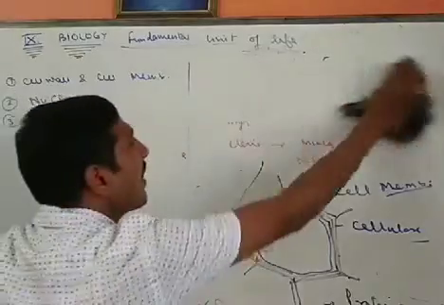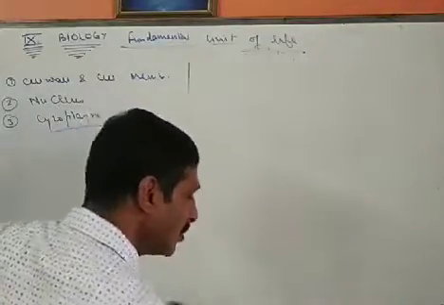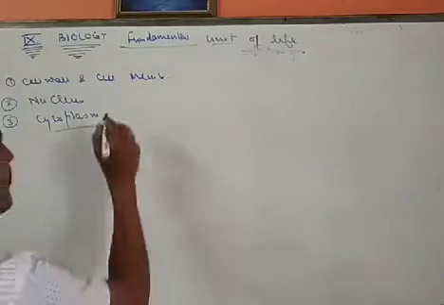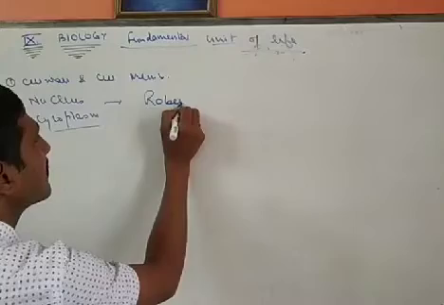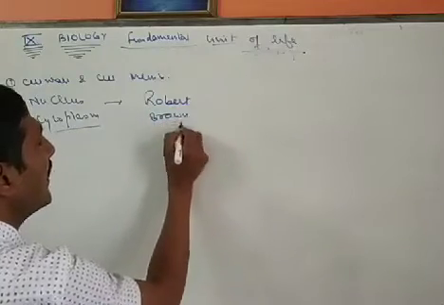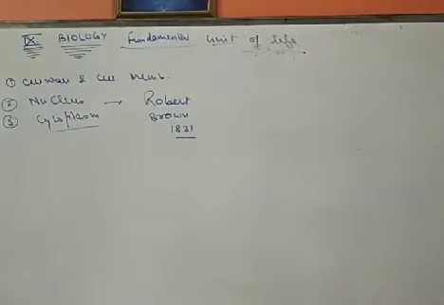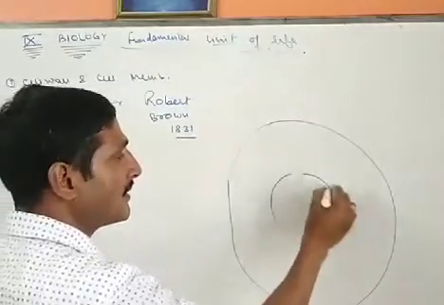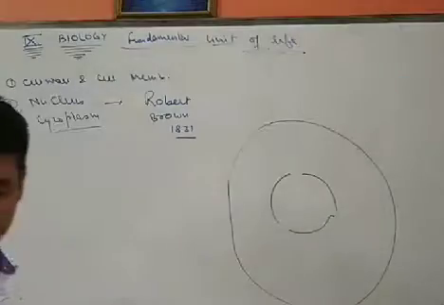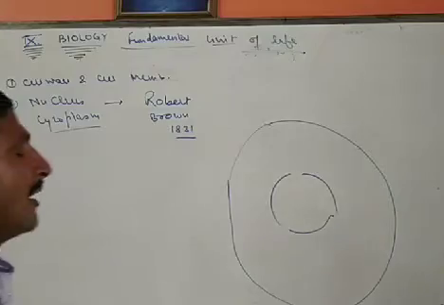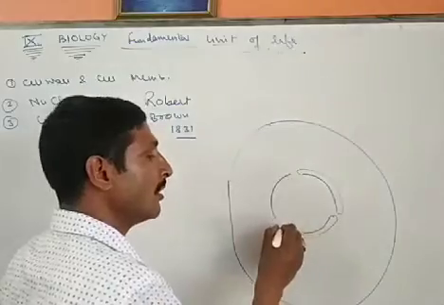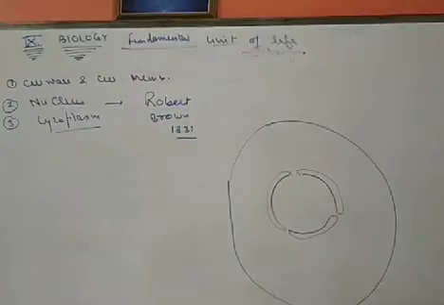Then we come to the second part of the cell, that is called the nucleus. Nucleus is the central part of the cell. It was discovered by Robert Brown in the year 1831. Nucleus is a prominent structure in a eukaryotic cell. In case of an animal cell, it is central in its position, while in case of a plant cell, it is a little bit shifted to a side due to the presence of vacuoles in the plant cell.